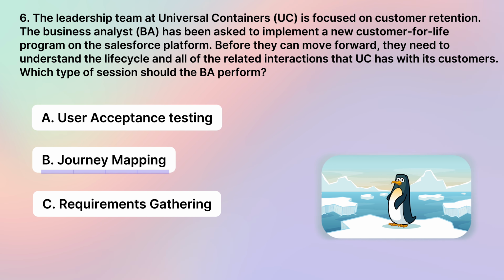A is incorrect because user acceptance testing is a process used to validate that a solution meets the needs of end users, and C is incorrect because requirements gathering is the process of collecting and defining the specific needs and objectives of a project or initiative. While these may be important steps in implementing the new program, they do not directly address the need to understand the customer lifecycle and interactions.